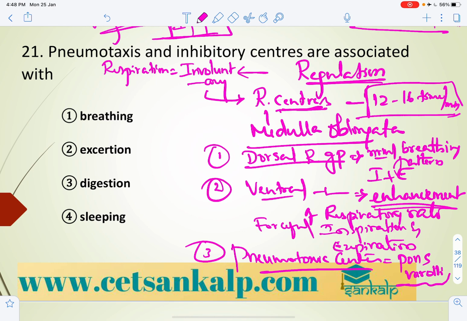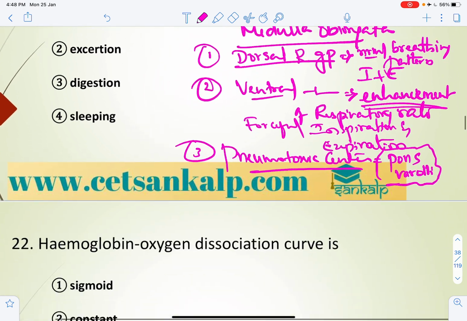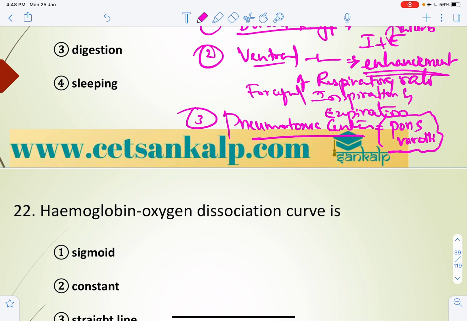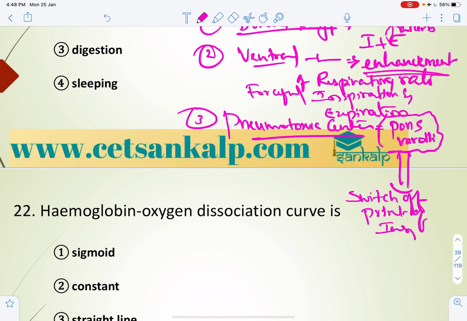It mainly inhibits inspiration, where the atmospheric air is toxic. When it senses more toxic air, it will switch off the inspiration. Hence it is called the switch off point of inspiration. The switch off point of inspiration is the pons varolii.